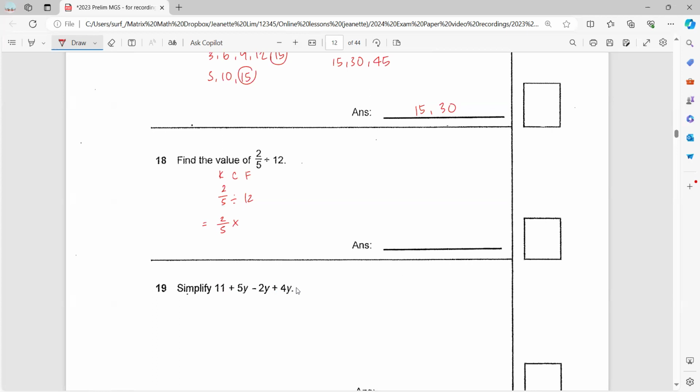12 is the same as 12 over 1. So when you flip it, it becomes 1 over 12. So you can simplify here, top and bottom, numerator and denominator. 2 and 12 can be divided by 2. So then numerator times numerator, denominator times denominator. Answer 1 over 30.